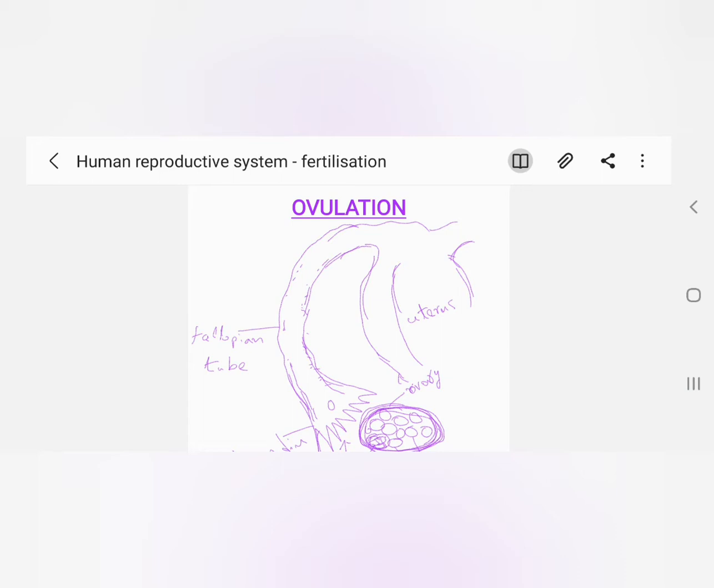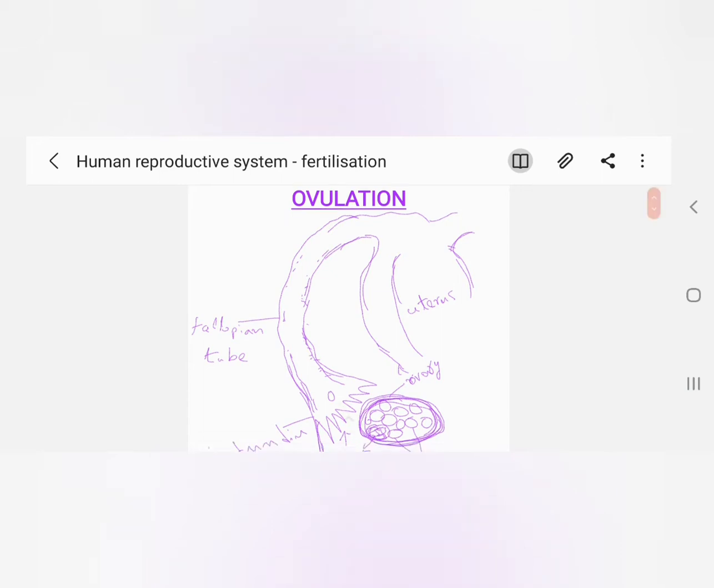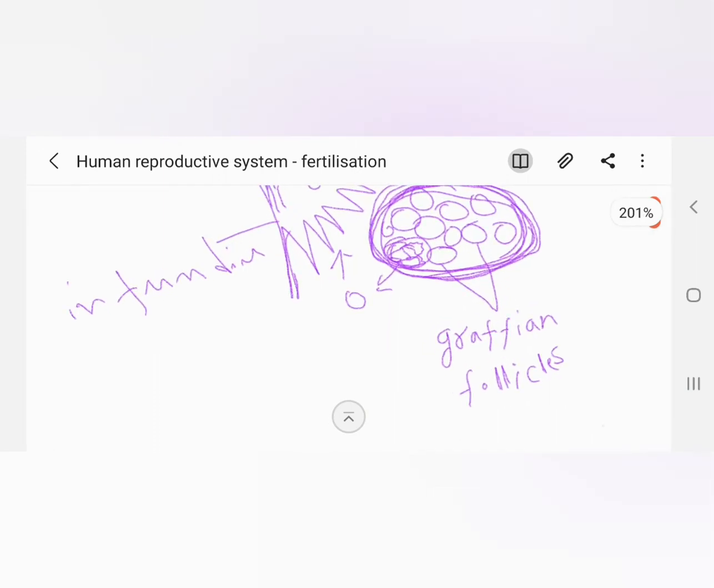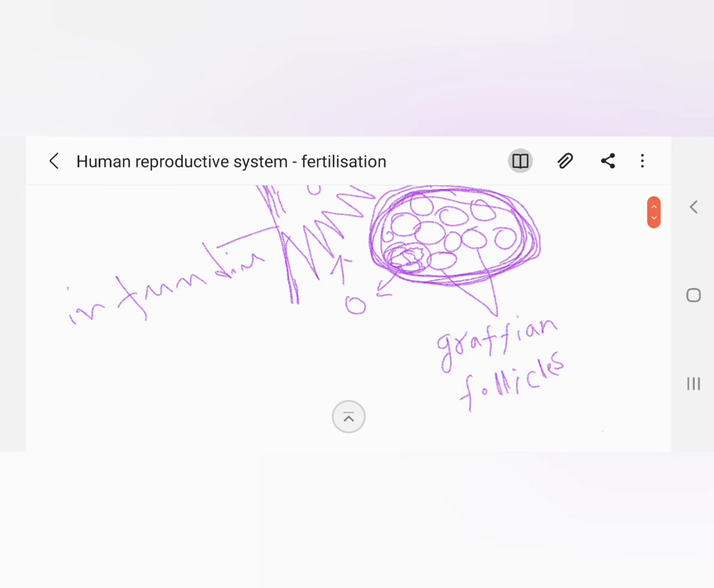What is ovulation? Already we discussed in the previous part. Releasing of ovum from the ovary is called ovulation. In the process of ovulation, one of the follicles in the ovary matures and releases ovum. Out of so many Graafian follicles, one Graafian follicle gets ruptured and the ovum will be released out. The remaining tissue will develop into the corpus luteum, which produces hormones, especially estrogen and progesterone.